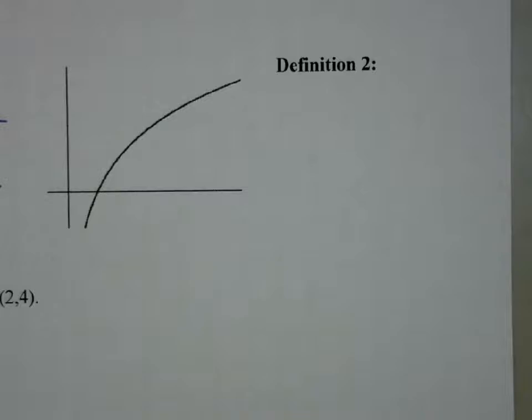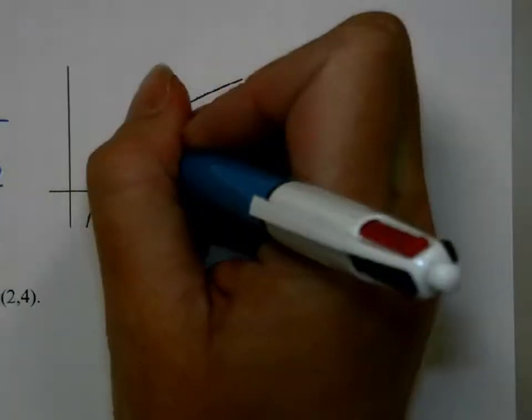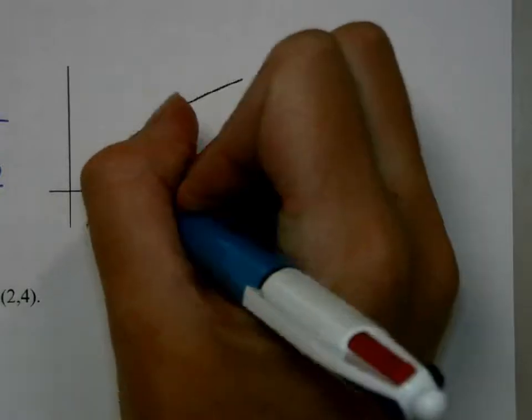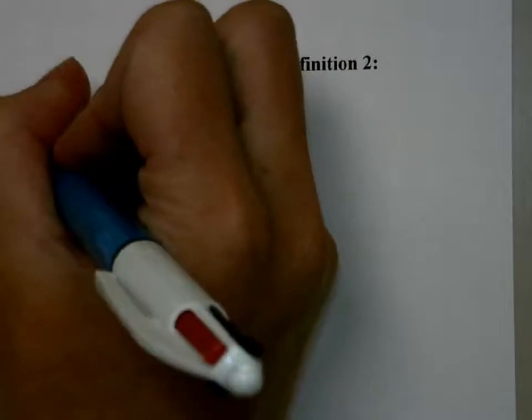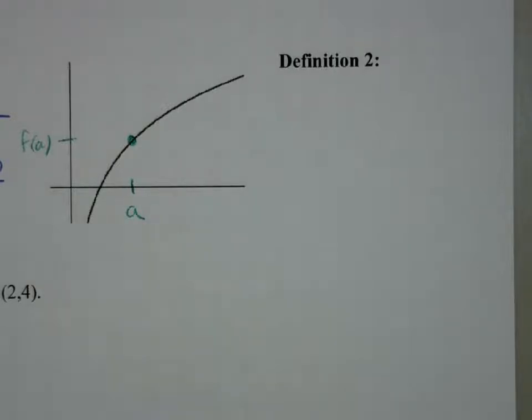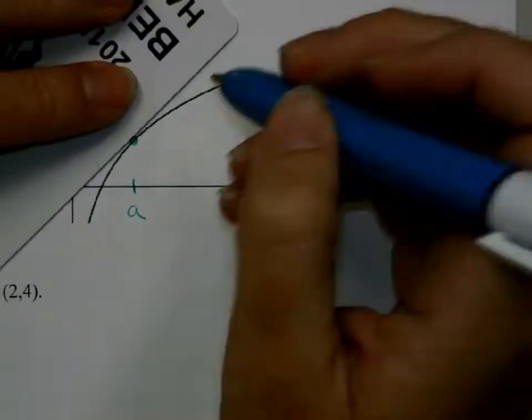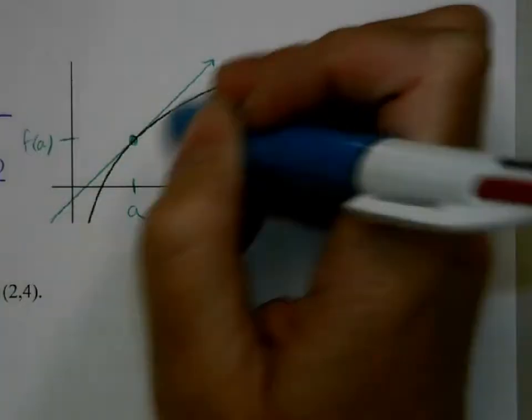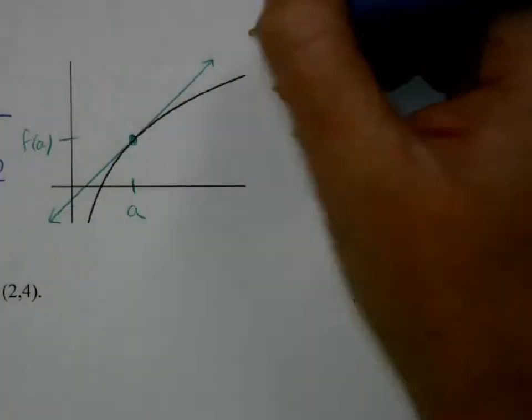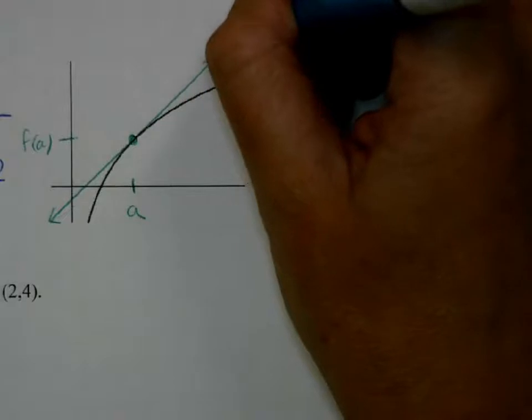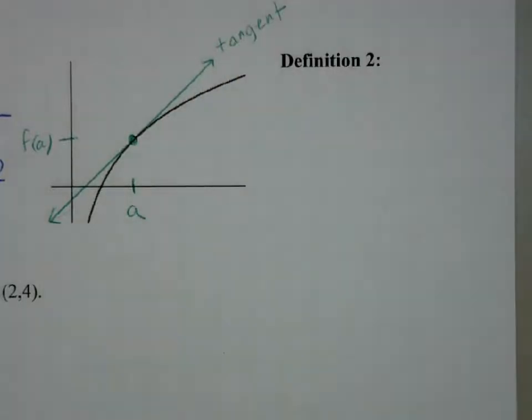Second definition. Okay, let's put our point here. This time I'm going to call it A, no particular reason, which makes that f of A. And if I want the slope of the tangent line, so let's go ahead and draw our tangent line. Okay, we're going to do a similar idea of I'm going to put another point on this line.